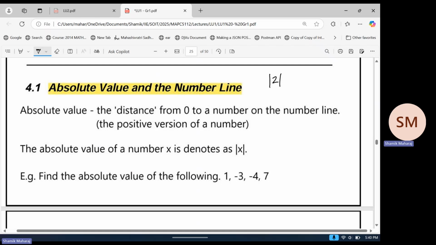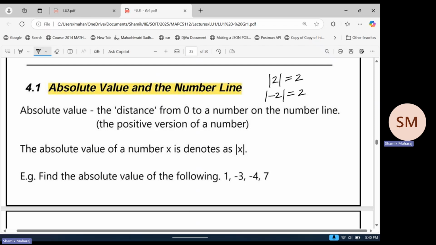Okay, and that means the absolute value of 2. And the simplest way to understand an absolute value is that it always returns the positive version of a number. So 2 is already positive, so the answer to that is 2. If I take the absolute value of negative 2, the answer to that is also 2. So it always gives you the positive version of a number as the output.